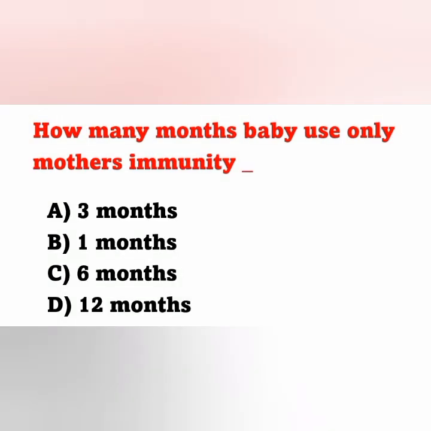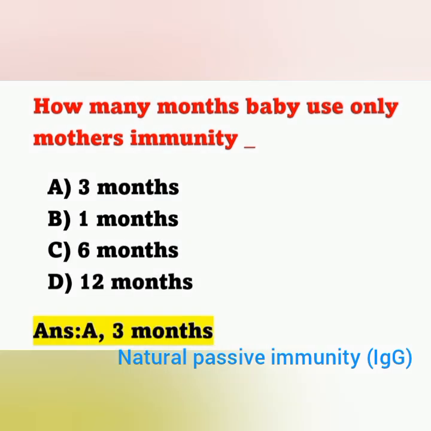And the next question, how many months does a baby use only mother's immunity? Options: option A 3 months, option B 1 month, option C 6 months, option D 12 months. Question is, how many months after delivery can the baby use only mother's immunity? Okay, and the correct answer is first 3 months. Option A is the correct answer.